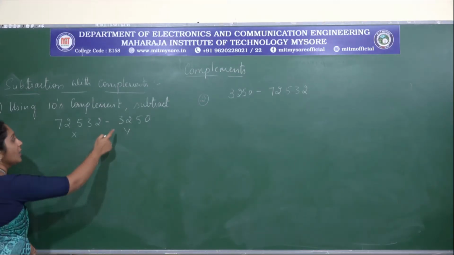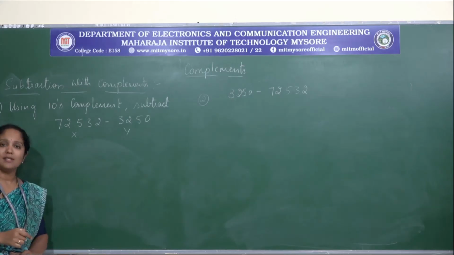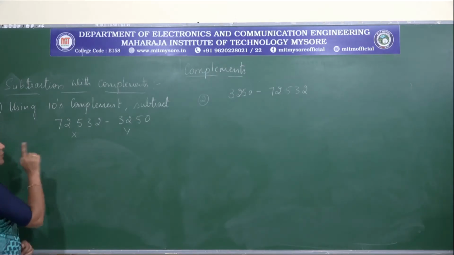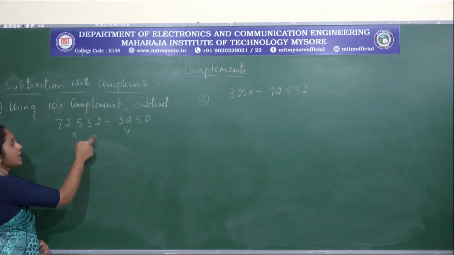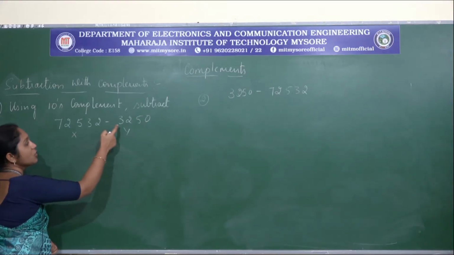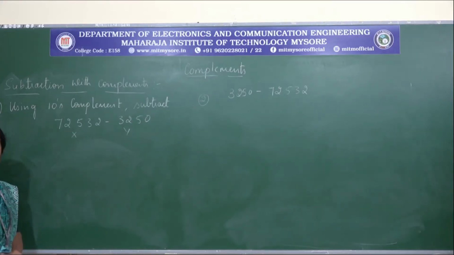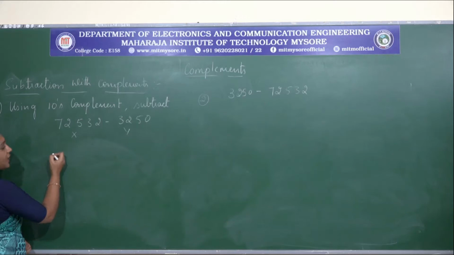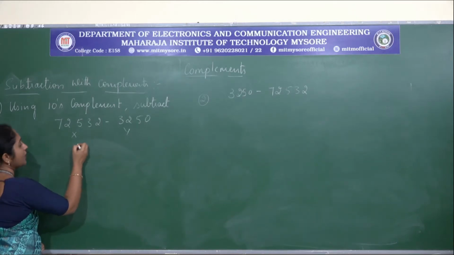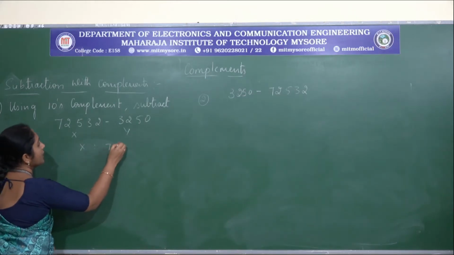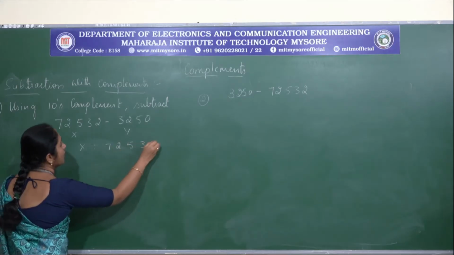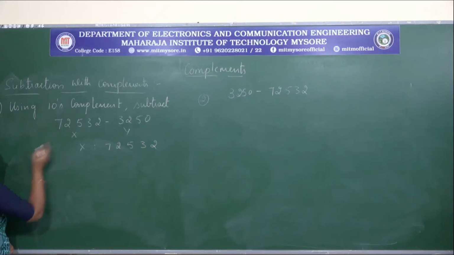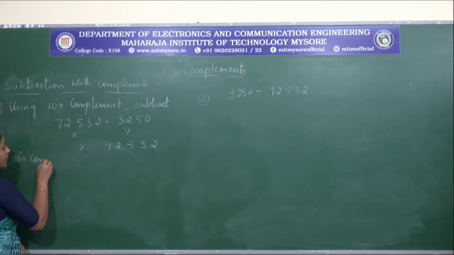Now let us take the 10's complement of the second operand. One point you need to remember here is, we have 5 digits here, so we need to consider 5 digits for the second operand also. So let us consider 5 digits. Therefore, the procedure I will just write: the first operand is x. The second operand will be, instead of y, we need to consider the 10's complement of y.